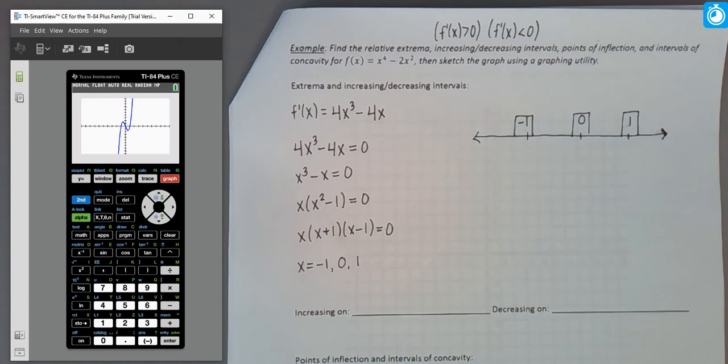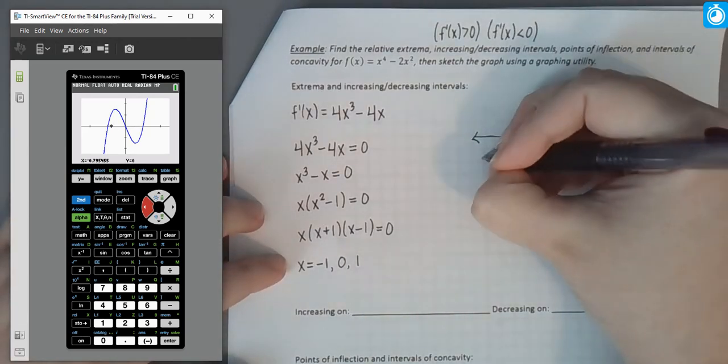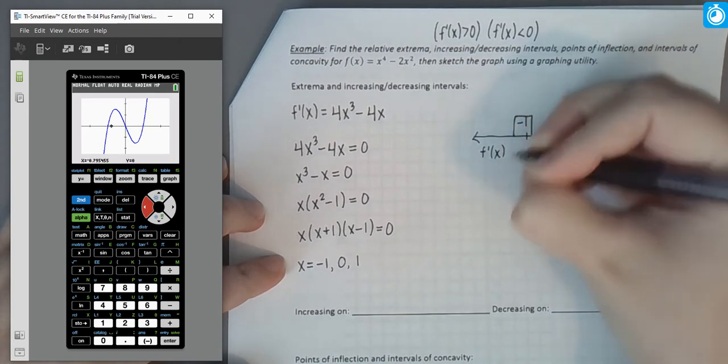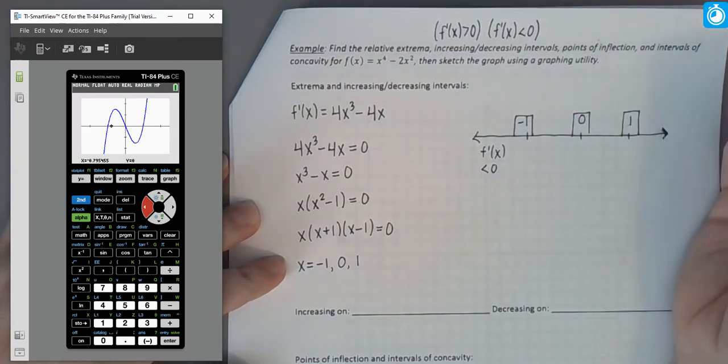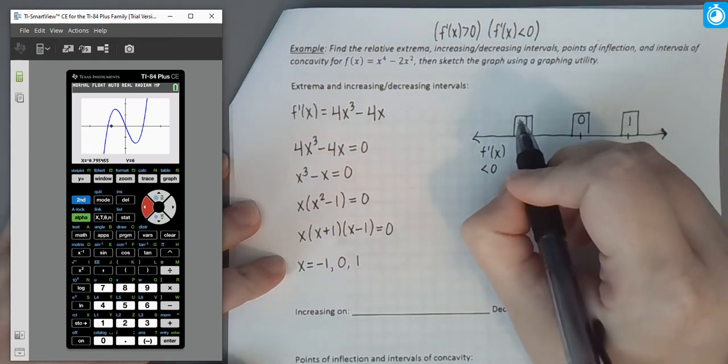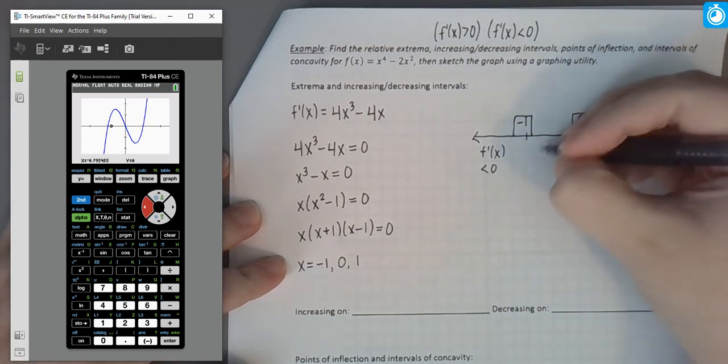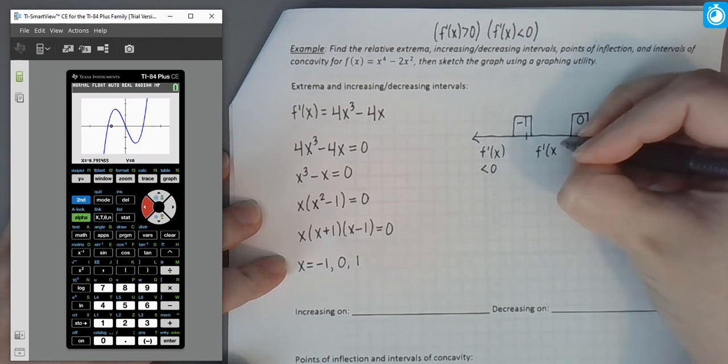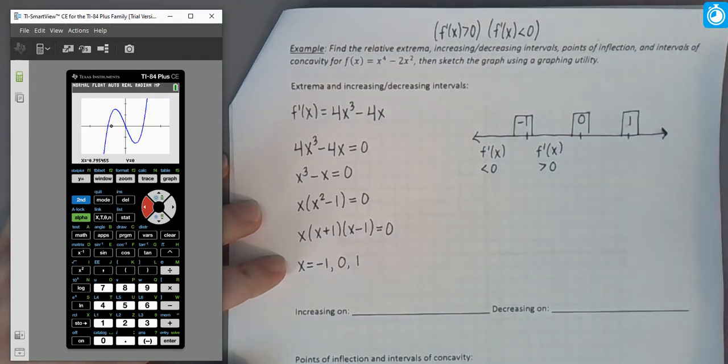So what's happening on either side of those? Well, let's zoom in just so we're sure. Zoom in where it's centered. Okay, so our first critical value is at -1. To the left of -1, our derivative is negative because the graph is below the x-axis. So over here, our first derivative is less than 0. Now as we cross over at x equals -1, going from -1 to 0, we're above the x-axis, so our first derivative is greater than 0.